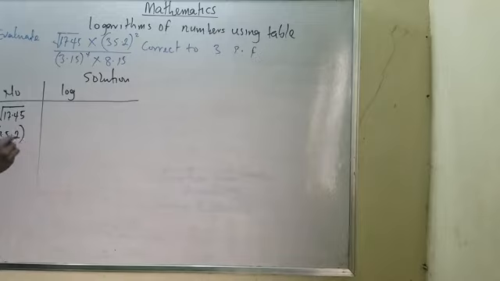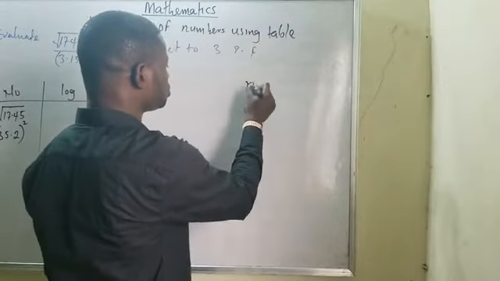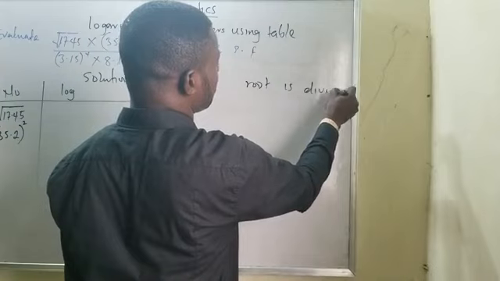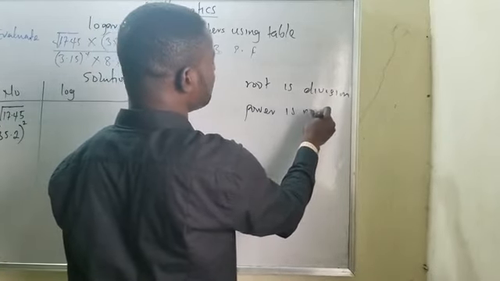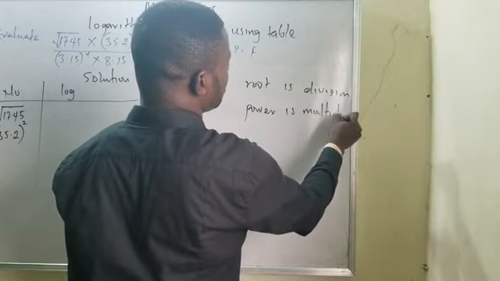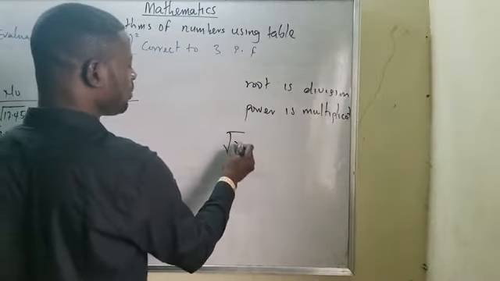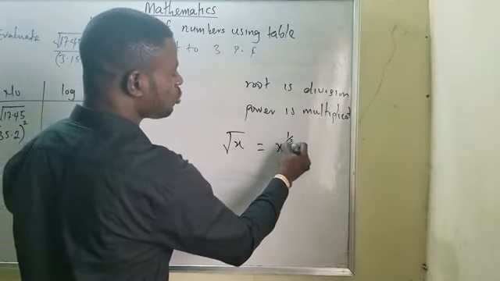Now let me quickly explain something here. When you have roots, it is always division. Root is division. Power is multiplication. Now let me quickly back it up. When I have the root of a number, or in terms of base, it's also the same as x raised to power 1 over 2.